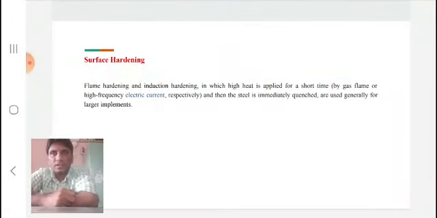And the other techniques are flame hardening and induction hardening. We discussed all these in detail.